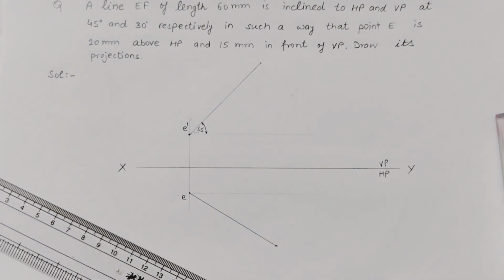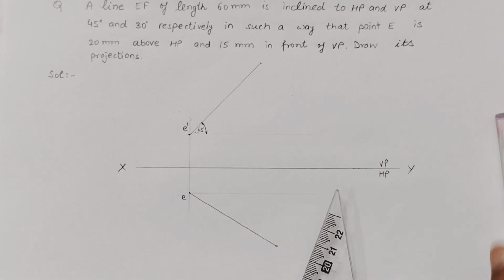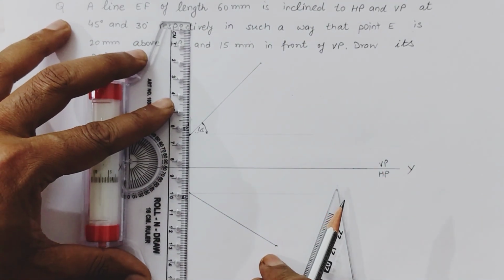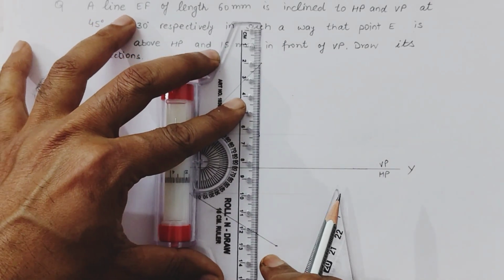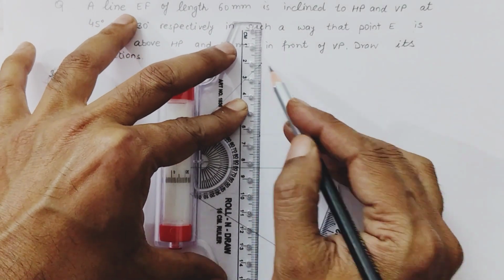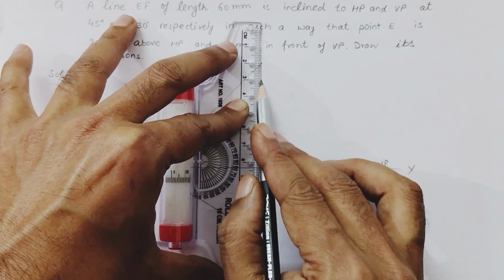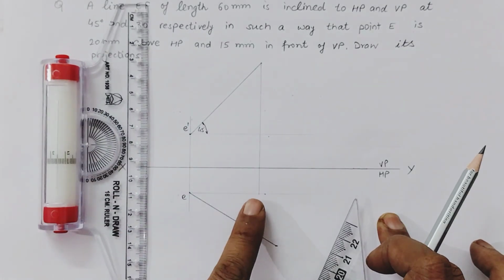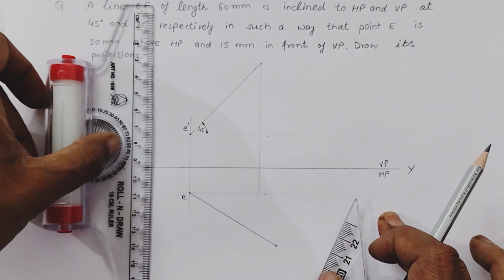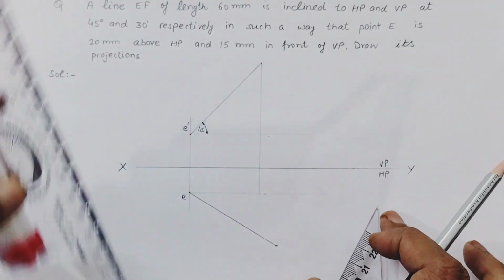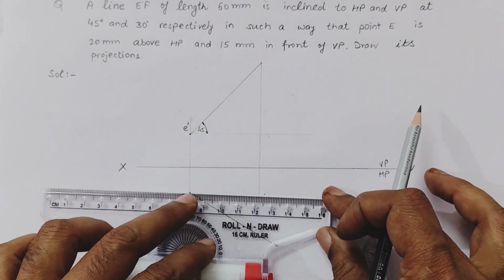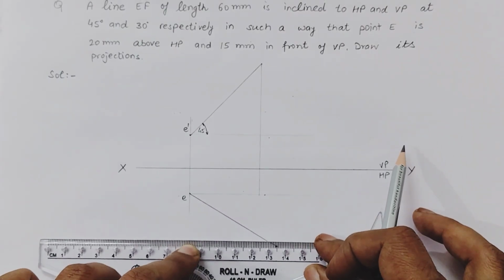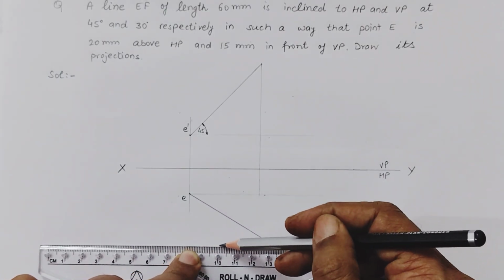So now draw perpendicular line from this point. For that sake we will use ruler scale. From here we will draw perpendicular up to this point and draw a locus of line through point F, that is from this point like this.